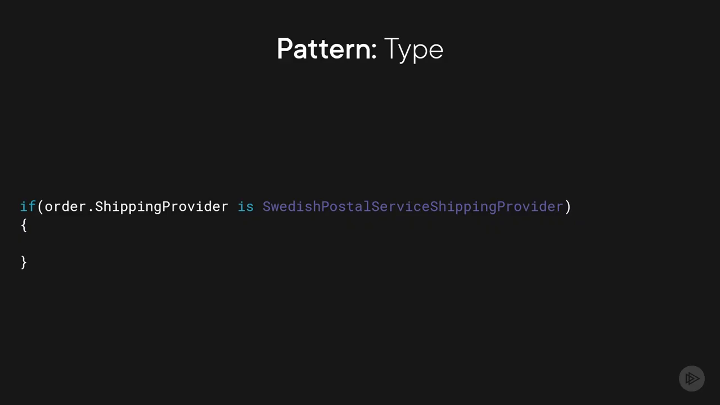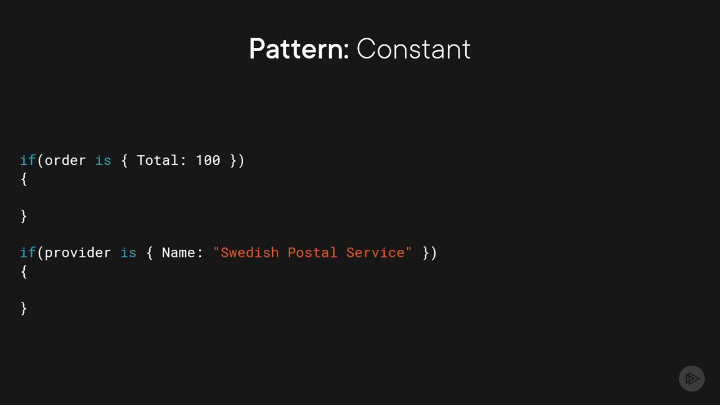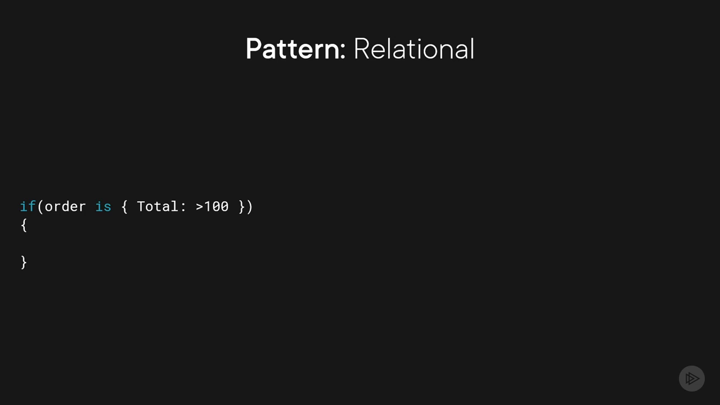The type pattern lets you write a pattern that checks which runtime type the object is. The declaration pattern lets you map the matched object into a local variable of that type. The constant pattern lets you write a pattern that compares a property or position or tuple value using a constant value. This could be a constant defined in your class, a number, a character, or a string literal. The relational pattern lets you use the comparison operators to check if the value matches your constant.